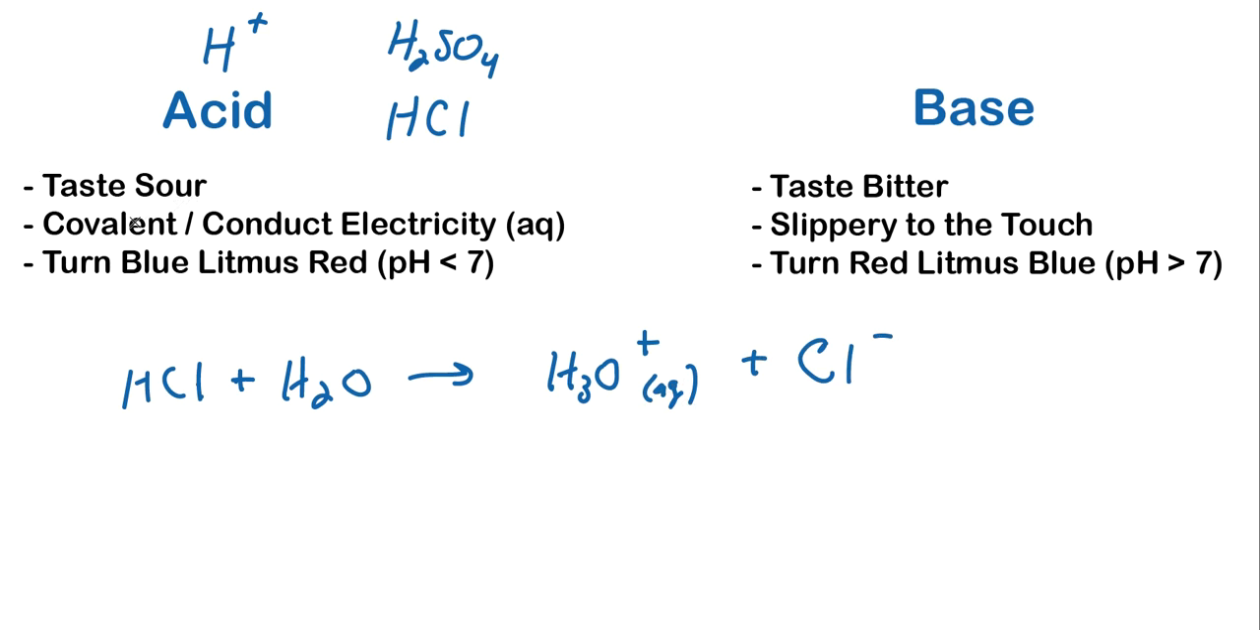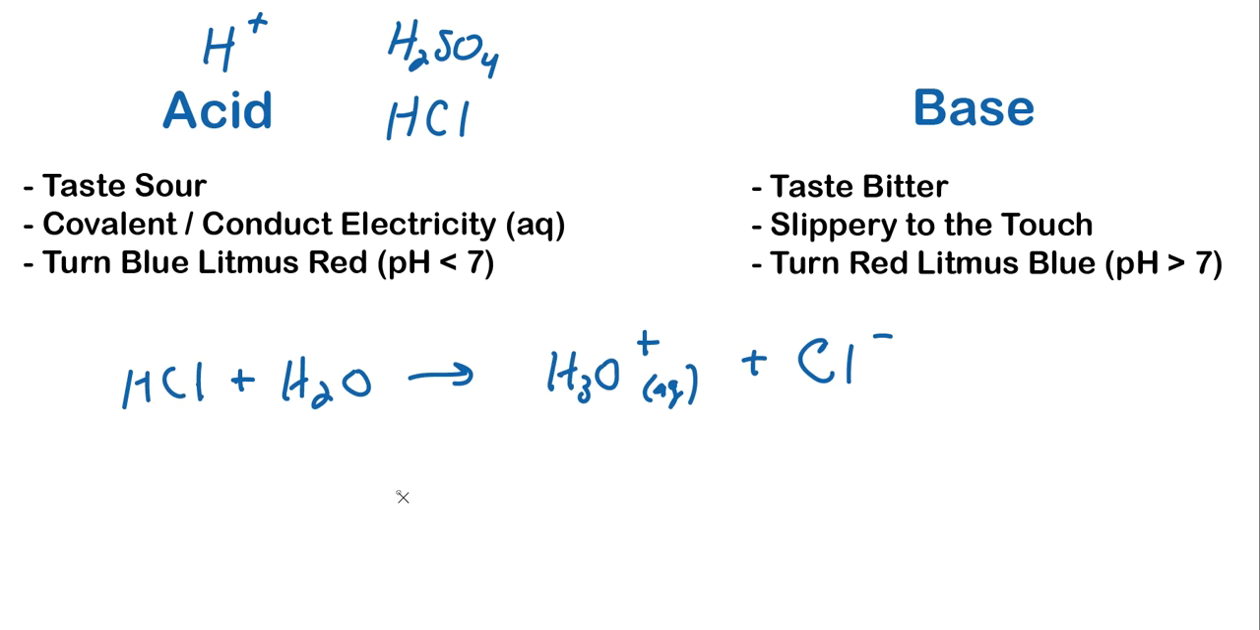This is the reason that covalent acids will conduct electricity. You notice these ions now in here. So these ions, just like ionic compounds, will conduct electricity. So hydrochloric acid donates its hydrogen ion. Thus, it is an acid. It is a hydrogen ion donor.